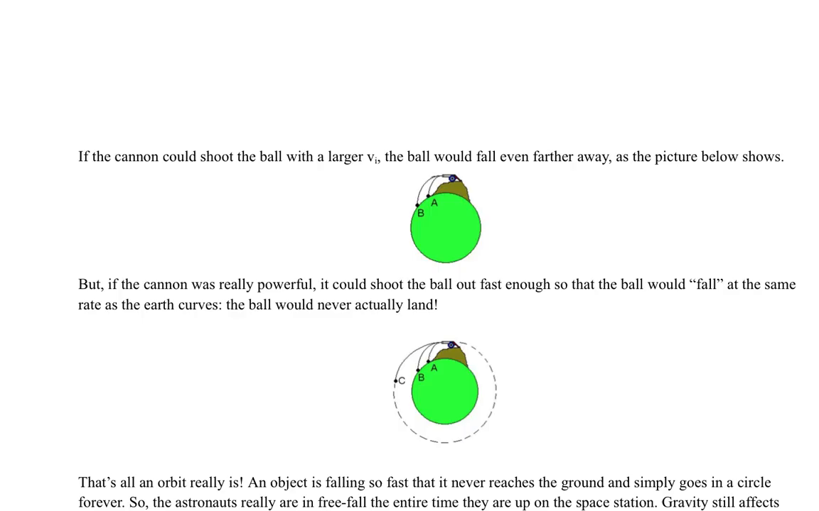The only difference is the end. The elevator will hit the ground, rough end. The astronauts will never hit the ground. They will fall forever. That's all that an orbit is. An orbit is simply an object that is falling and never hits the ground. Thinking about that, now I think you can go back and answer the second question that we asked about what makes the astronauts appear weightless. They are in a constant state of free fall.